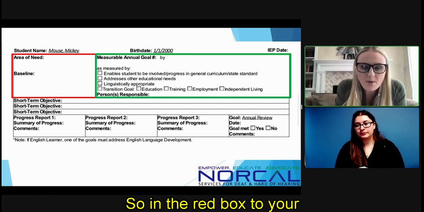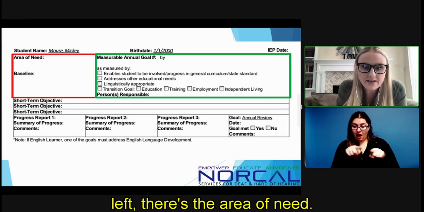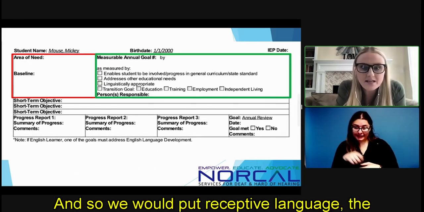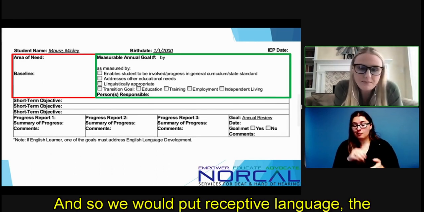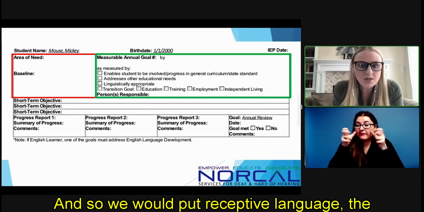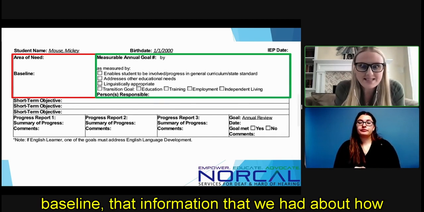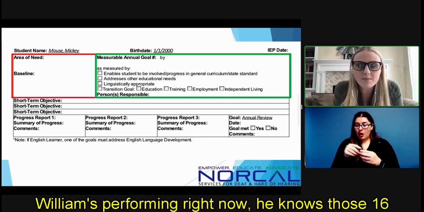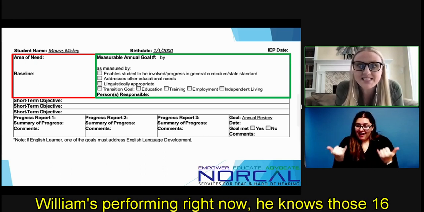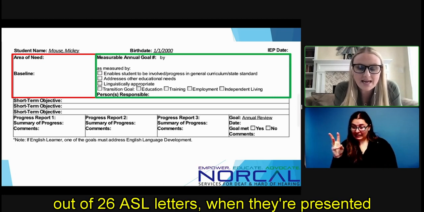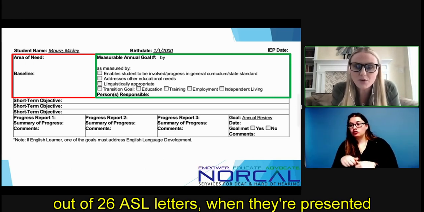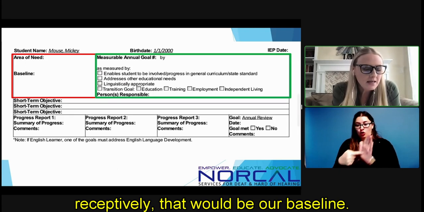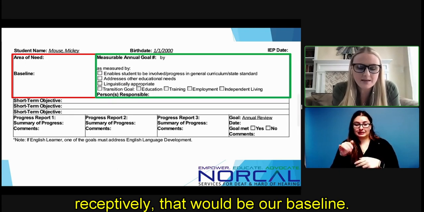So in the red box to your left, there's the area of need. And so we would put receptive language, the baseline, that information that we had about how William's performing right now. He knows those 16 out of 26 ASL letters when they're presented receptively. That would be our baseline.